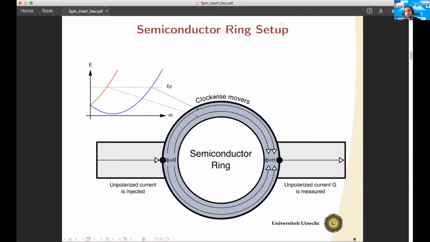Now, in the case of semiconductor rings, we have a setup which looks pretty much like this. So the unpolarized current is injected on the left, and then the electrons get split in two arms of the ring. Each arm has two movers, so two states, two carriers. Two are clockwise, two are counterclockwise, and they recombine at φ equals π. And what happens is that the outgoing current is then modulated.